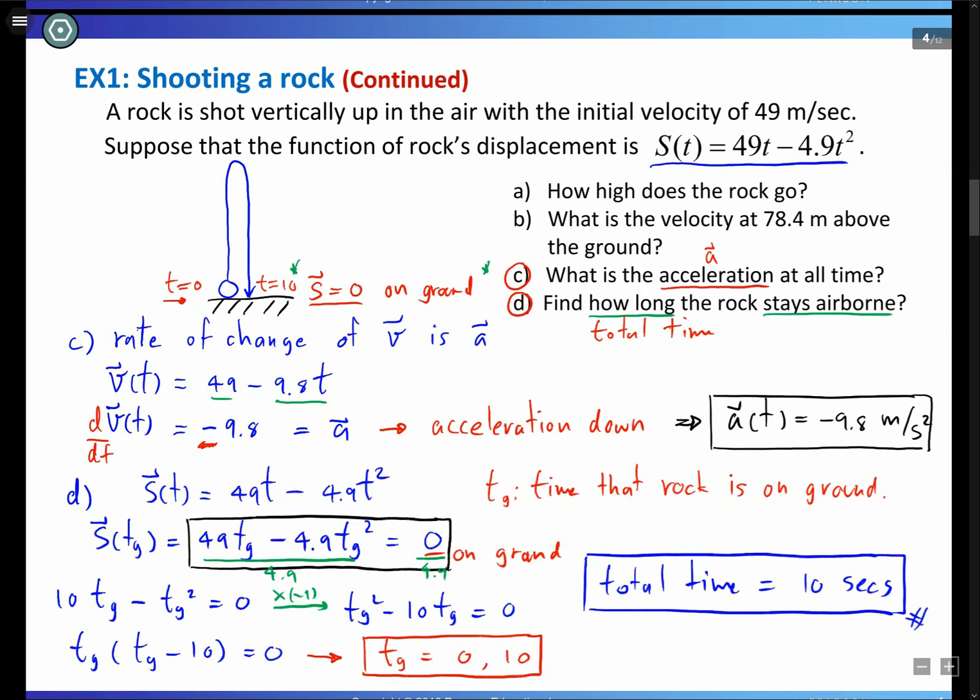Now, there is an easier way to answer this, and we are going to use the information from part A. From part A, we learned that it takes 5 seconds for this rock to get to the top. It takes 5 seconds to get to here. It means that it has to take another 5 seconds to come back down, right? Come back down with another 5 seconds. So if we add these two together, it becomes 10 seconds for the total time. And that is another way to find the answer for part D.